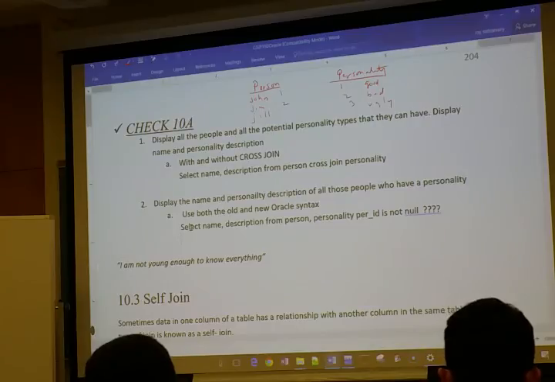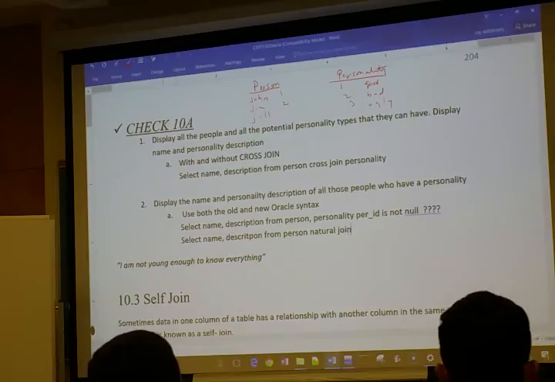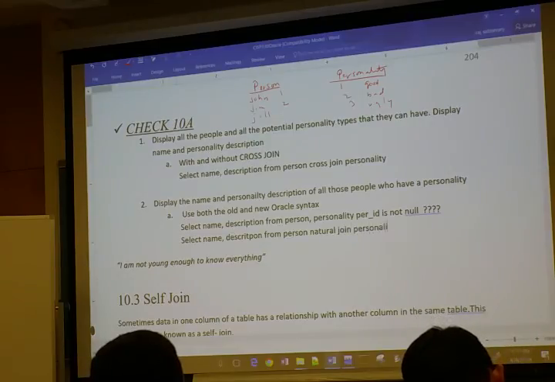Yeah, you have it. Natural join? Oh, natural join, okay. So what do you have in mind? Give me the syntax. Select name, description from person natural join personality. Okay, do you like that? That seems to make a little bit more sense.